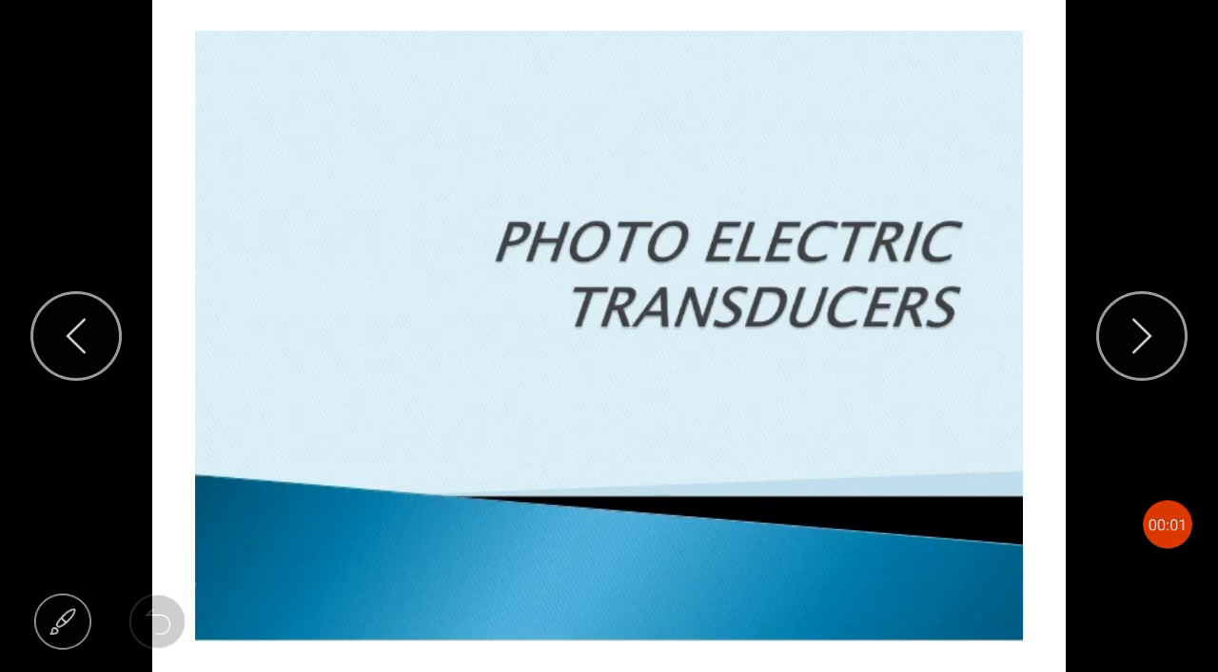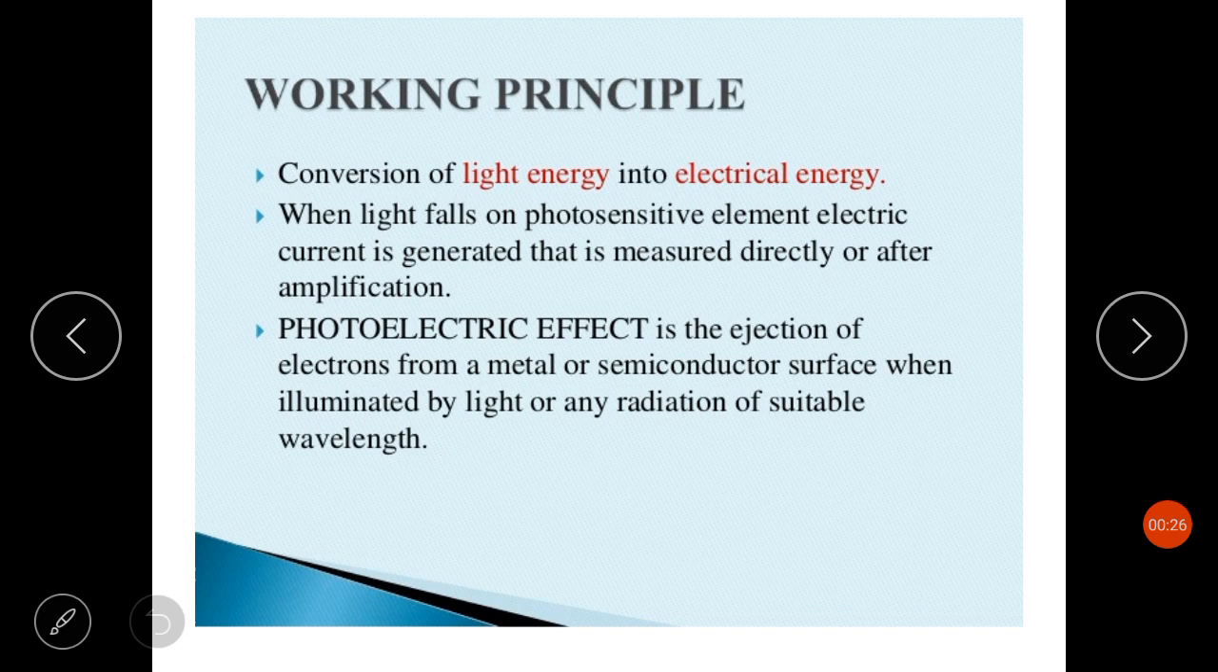Hello students, in this lecture I'll be discussing the next topic of advanced instrumentation, that is photoelectric transducers. In my previous lectures I discussed the basic terminologies and the prerequisites that you will need for a better understanding of optical transducers, or you can say photoelectric transducers. So what is a photoelectric or optical transducer?